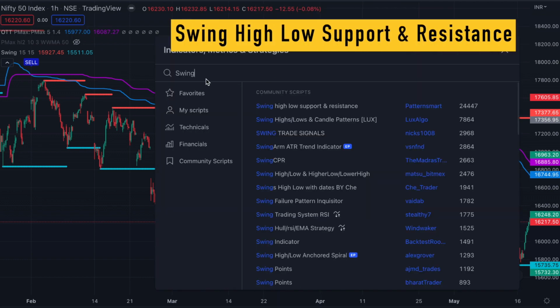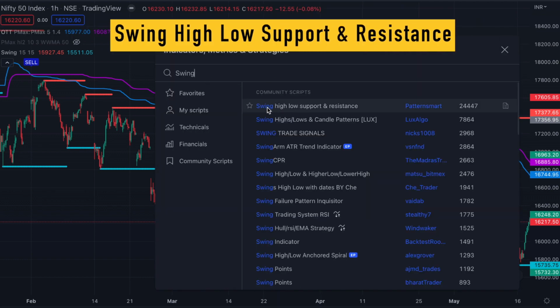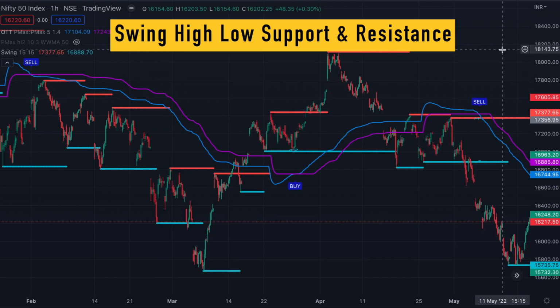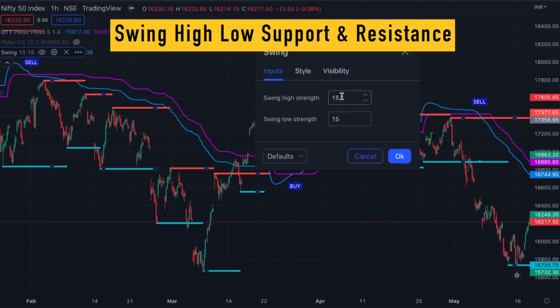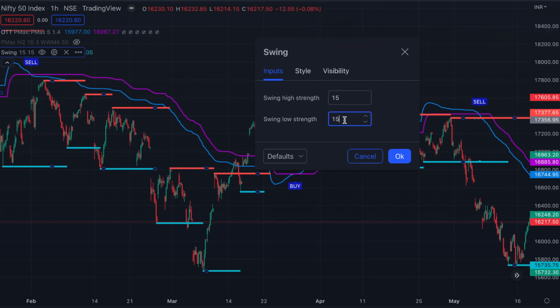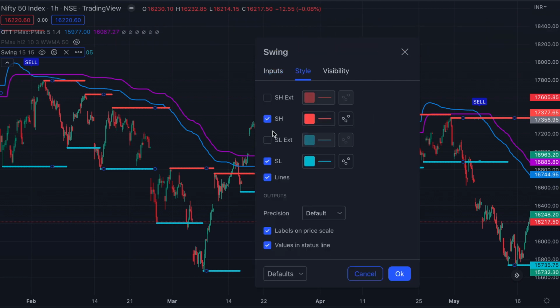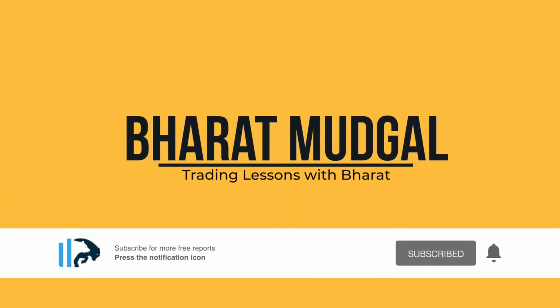Next, you type swing over here and go for this one, swing, high, low, support and resistance. In this, change the settings to 15 and 15. Style, you can have whatever you want. This style works for me. So this is the strategy that we just discussed.